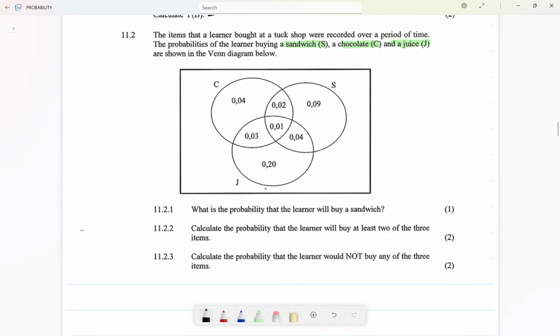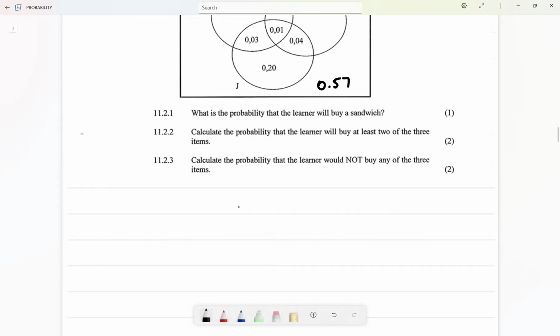0.20 plus 0.04, plus 0.09, 0.04, 0.03, 0.01, 0.20, 0.04, 0.09, plus 0.02. Guys, I get 0.43. If this is 0.43, then this one might be 0.57. Okay, let's move on, guys.